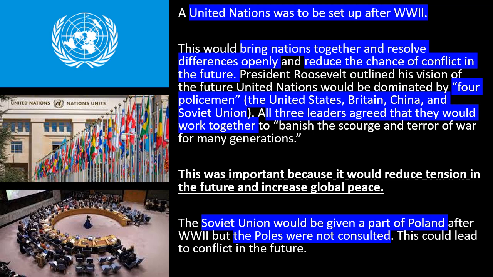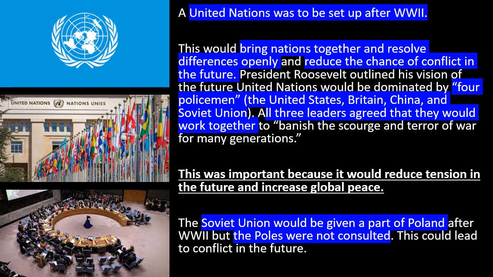Okay. And as I said, they want to make sure that there is no more war. The terror of war would be eliminated in future. Okay. Again, why was this important? Well, it would reduce tension and increase the chances of peace in the future. Okay. It was also agreed, and I don't know if the Polish were asked about this, certainly not, that the Soviet Union would start to establish their sphere of influence because they were worried about being invaded, remember? So part of Poland would be given to them, or perhaps given back to them.